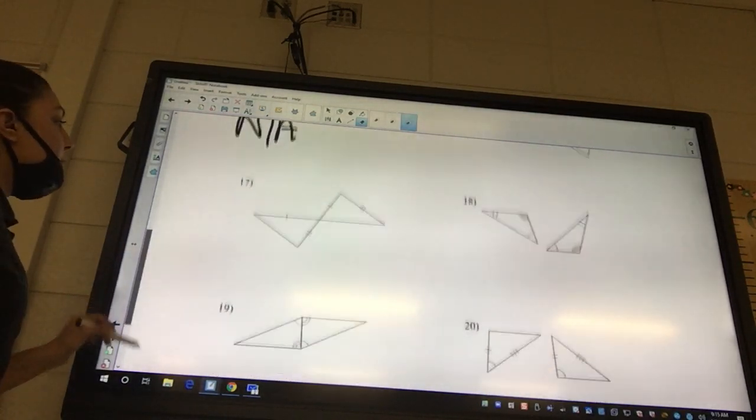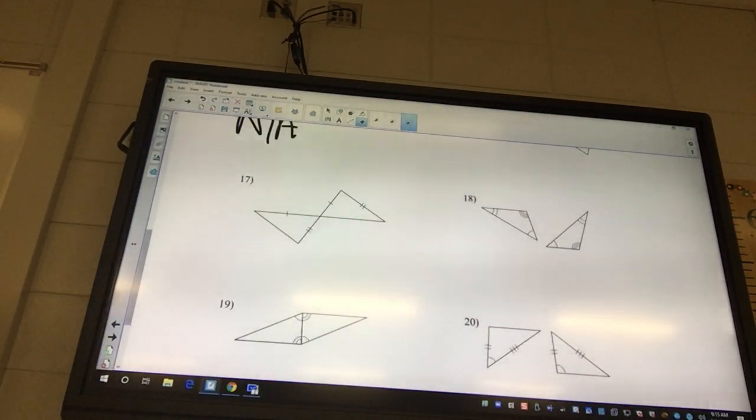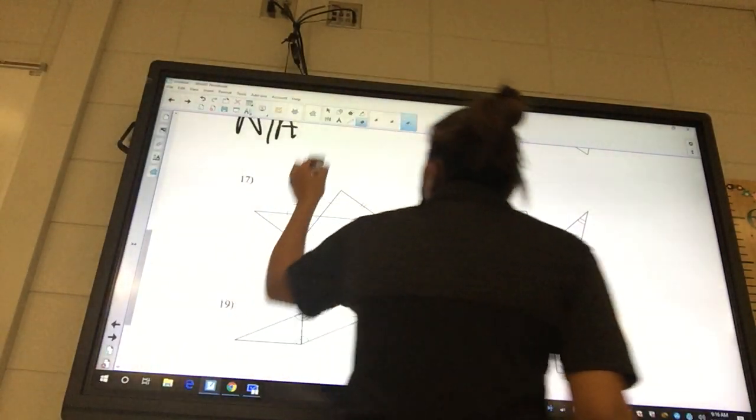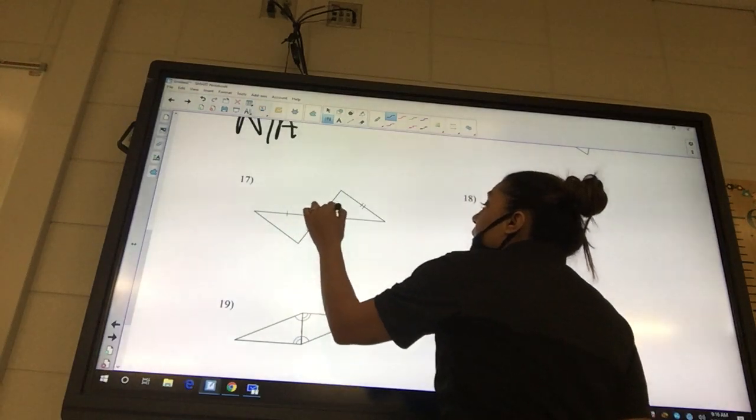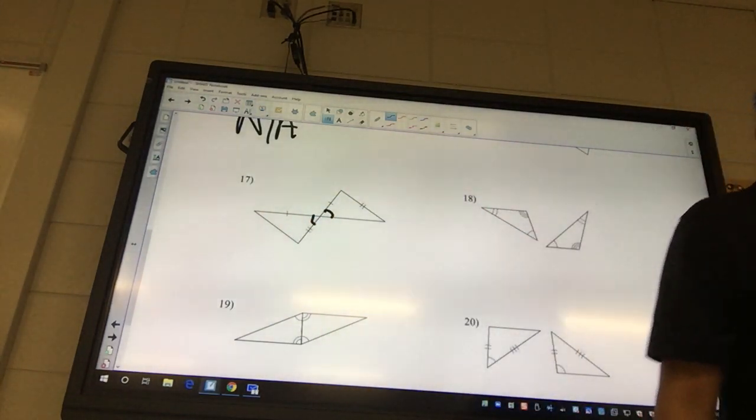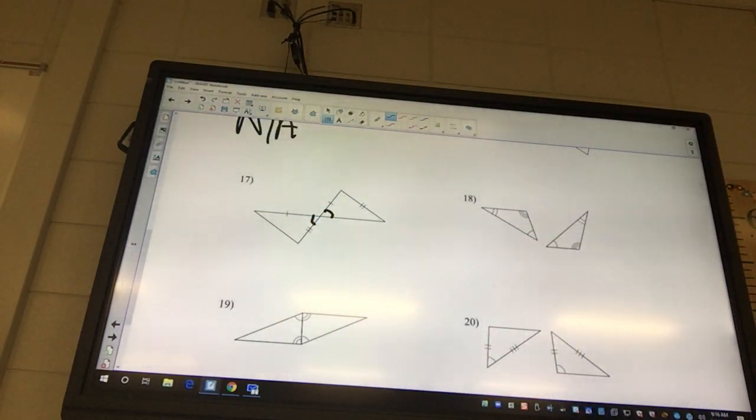Okay? 17. What is marked? Sides are marked. Okay, can we mark anything else? Yeah, the third. We can mark an angle in the middle. So this is side, angle, side. Where does it work on the other side?